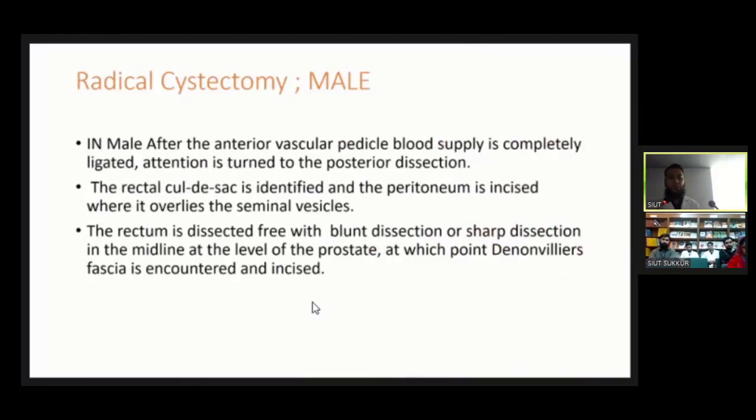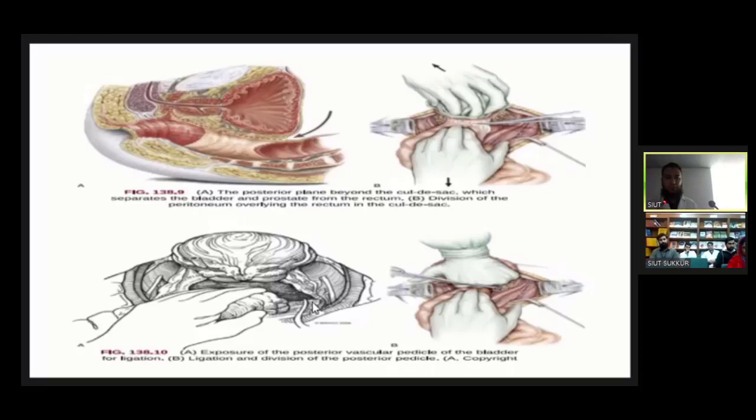In male, the anterior vascular pedicle blood supply is completely ligated, then we turn to the posterior dissection. The rectovesical pouch is identified, and the peritoneum is incised where it overlies the seminal vesicles, and the rectum is dissected free by blunt dissection in the midline at the level of the prostate. At this point, Denonvilliers fascia is encountered and incised. This is the diagram we discussed before.